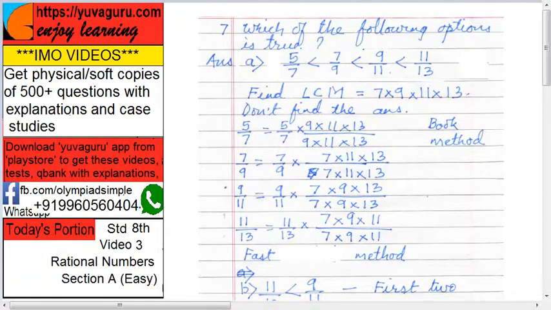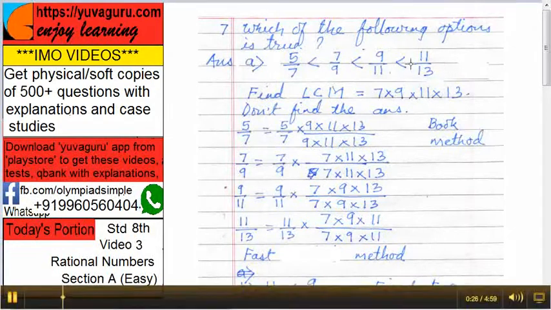Let's start. Which of the following options is true? Now there are 4 options, I'll show each one by one. A is this: 5 by 7 is less than 7 by 9 is less than 9 by 11 is less than 11 by 13. You have to find out whether this is true or false. Remember, this is only one option. There are 4 options like this, so we'll have to solve each option one by one.